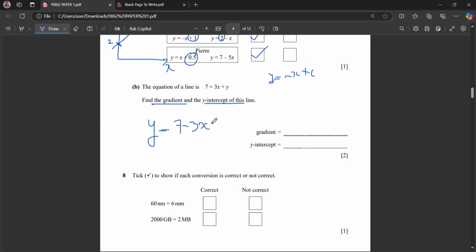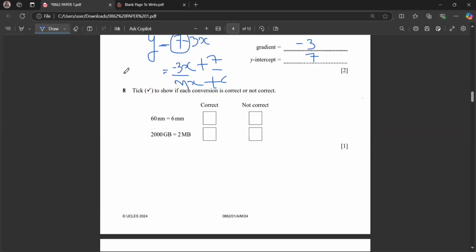Now that means the gradient is the coefficient of x. That is, whatever is multiplied with x is what is meant by the gradient, the slope of a line. So here it is negative 3. And the y-intercept is 7. You could rearrange to write it like this, minus 3x plus 7, same as 7 minus 3x, right? So comparing that, this is m and this is 7. So the y-intercept is 7.